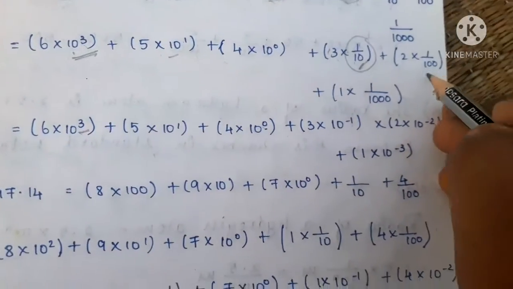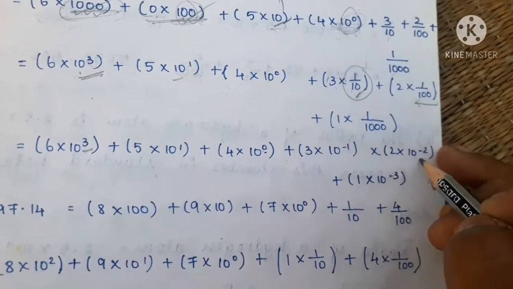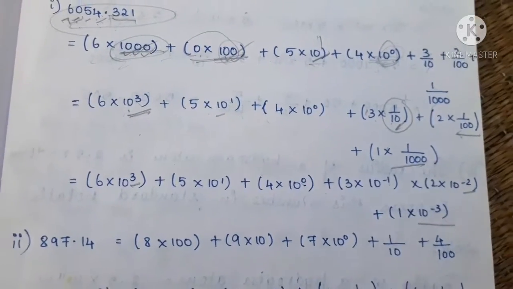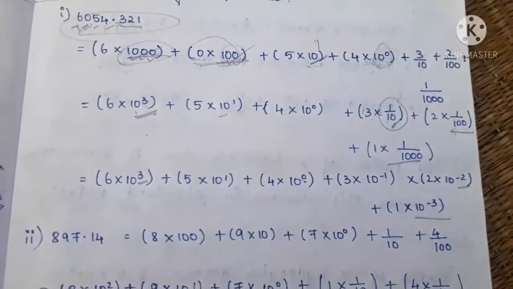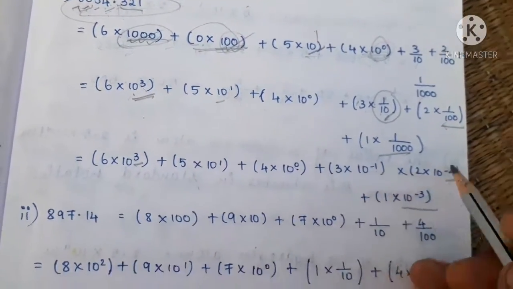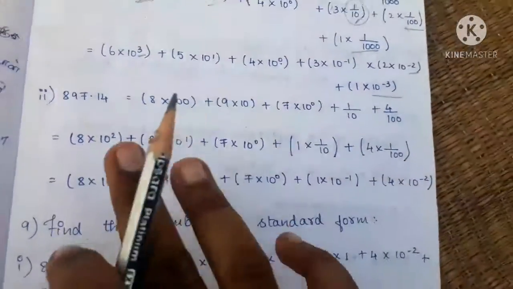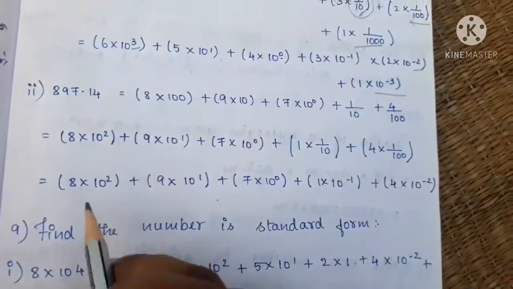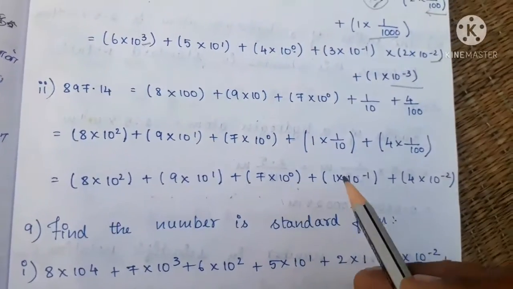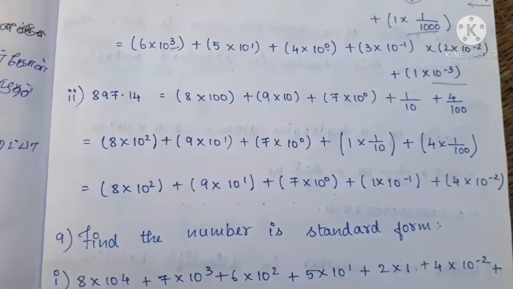Okay, understood? When you are going to bring 2 zeros up, you should put 10 power minus 2. 3 zeros up, then you should put 10 power minus 3. So it is very very easy only. If you practice 2-3 sums, you will get it very easily. So till this I think you would have understood. Then that's it. The second question, you should do the same way. The answer is 8 into 10 power 2 plus 9 into 10 power 1 plus 7 into 10 power 0 plus 1 into 10 power minus 1 plus 4 into 10 power minus 2.